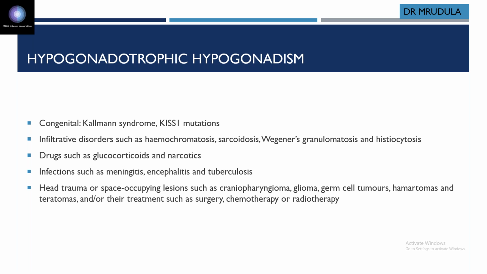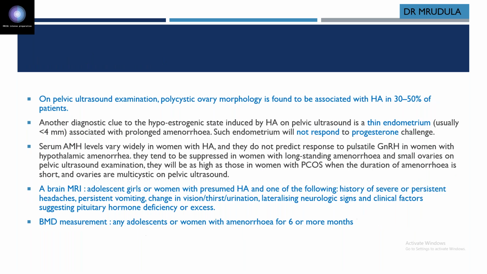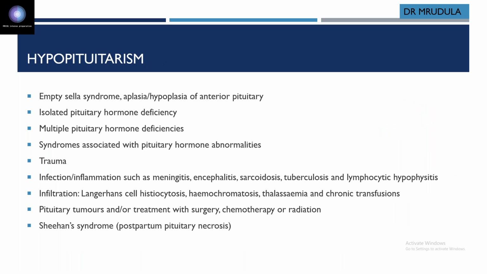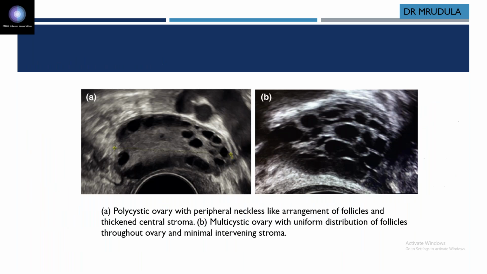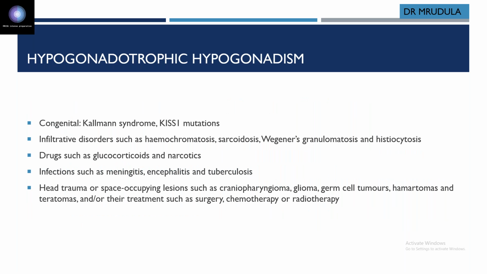One is hypogonadotrophic hypogonadism, second is hypothalamic amenorrhea, and third is pituitary dysfunction, that is hypopituitarism. So these are the 3 basic pathologies behind this WHO type 1 anovulation. We will consider each and every cause in detail. So coming to hypogonadotrophic hypogonadism, which is also known as HH.